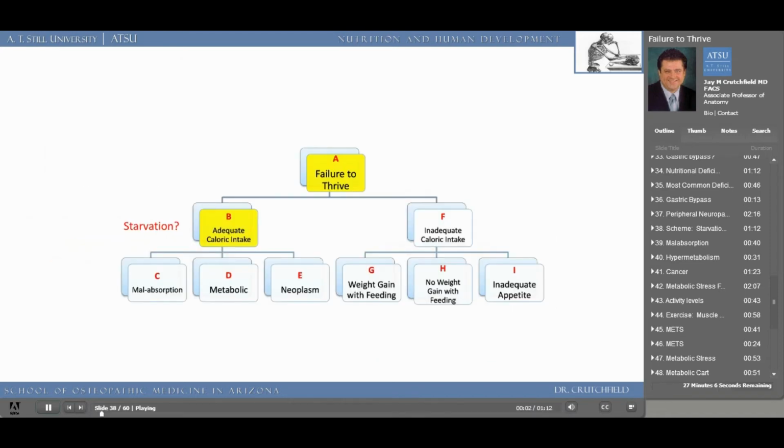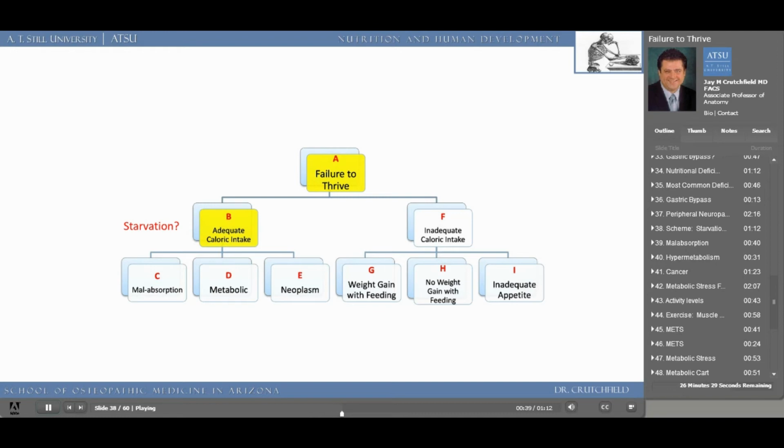So we're back at the scheme. Failure to thrive can result in adequate caloric intake or inadequate caloric intake. What if our patient has the right amount of calories? Let's say Tony has the right amount of calories, but now he's starving. In fact, how do we define starvation? In most of your hospital patients, you're going to define starvation as no glycogen reserves, no fat reserves, and burning protein and losing muscle mass. In fact, starvation usually is a negative nitrogen balance.